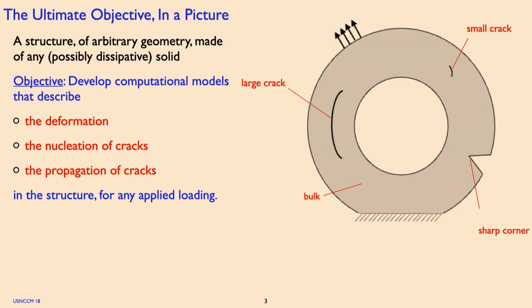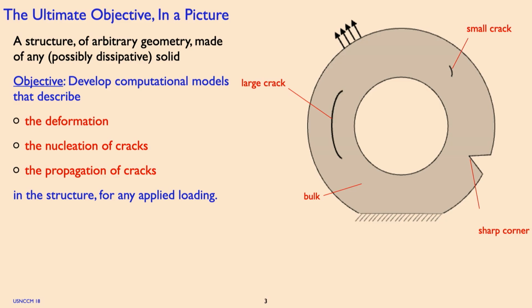All right, so what's our ultimate objective? Here it is in a picture, right? We are in the business, I think, of developing computational models. And in computational fracture mechanics, we want to describe lots of things, right? The idea is that we're interested in understanding what the equations are, getting the equations right, because if we have the equations right, we have some understanding of our ability to discretize them.